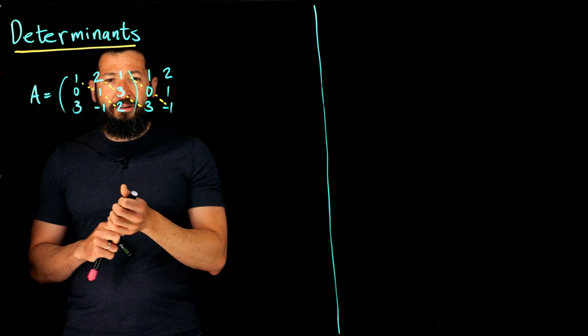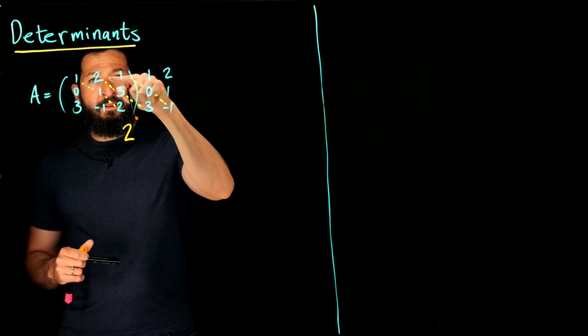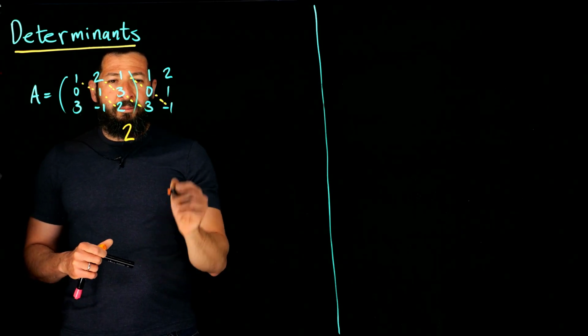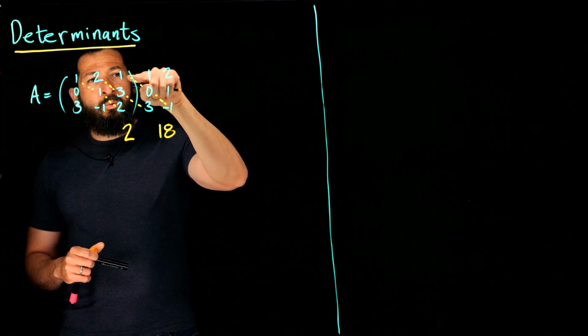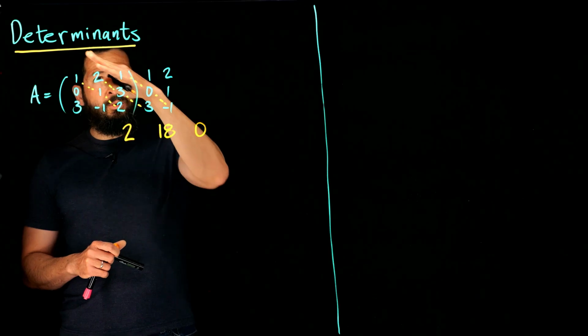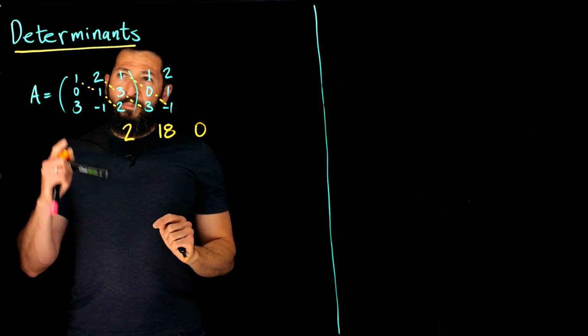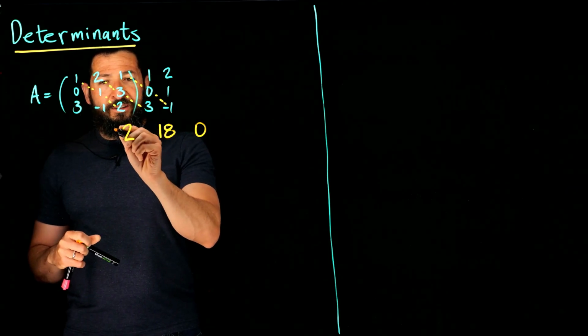Let's write it in this color. You get 2. When you multiply here, 2 times 3 times 3 is going to be 18. And when you do 1 times 0 times negative 1, you get 0. So when you go in this, what would be northwest to southeast direction, you're going to put pluses for it.